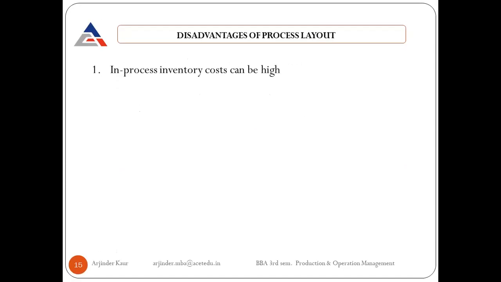On the other hand, the disadvantages involved in process layout: first, in-process inventory cost can be high. Let's say there are six processes. In all those six processes at a time, inventory has to be engaged, so we need to have a lot of work-in-progress inventory. Second, routing and scheduling pose continual changes. For producing a different kind of product, we need to do routing and scheduling each time, so it can pose a problem.